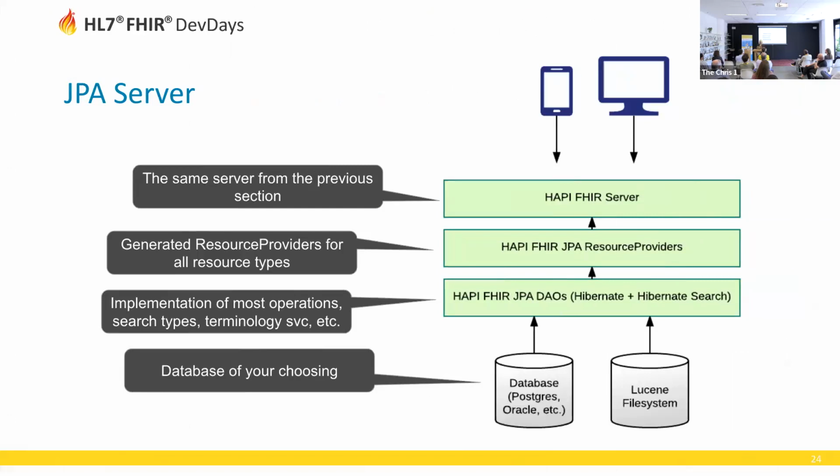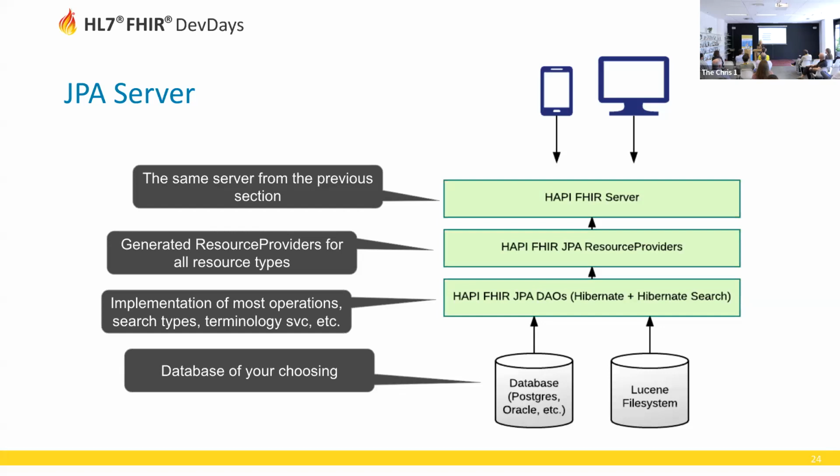The JPA server, on the other hand, is the full server in a box. The way it works is as follows. It actually builds on top of the plain server. It includes a bunch of these resource providers, but with the JPA server, you don't write the resource providers. We have supplied them. So we supply a resource provider for all 150 FHIR resources. I think it's like 190 now. We've got them for every version.